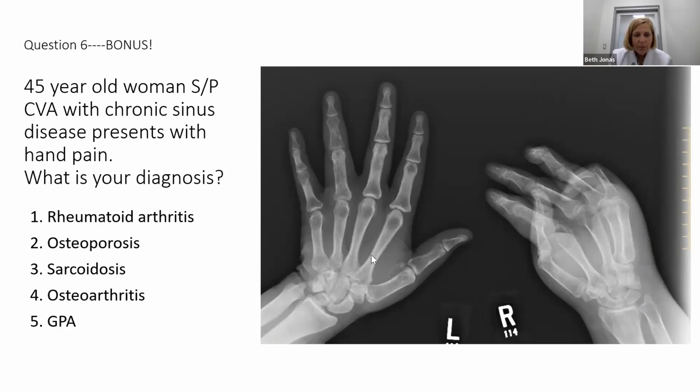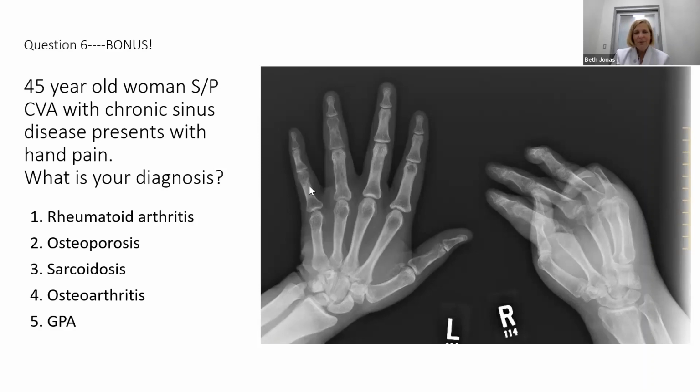It wouldn't be osteoporosis necessarily because you can't really make a diagnosis of osteoporosis on a plain film. It's not rheumatoid arthritis, there's relative preservation of joint width, but it's this bony finding of this sort of lacy bone that makes your diagnosis of sarcoidosis.